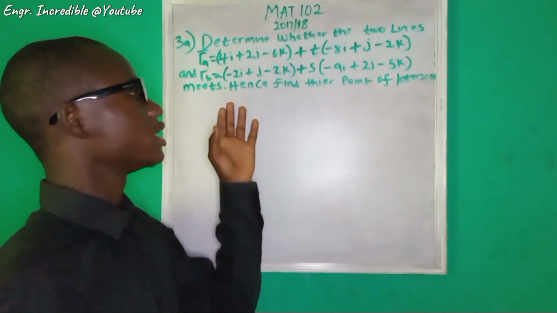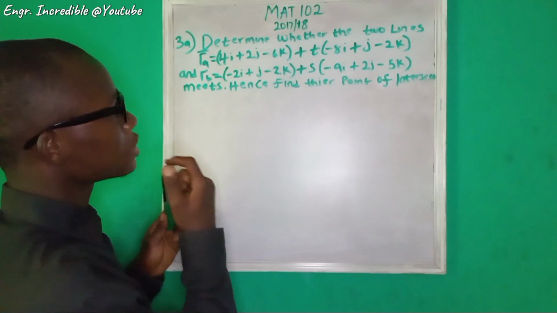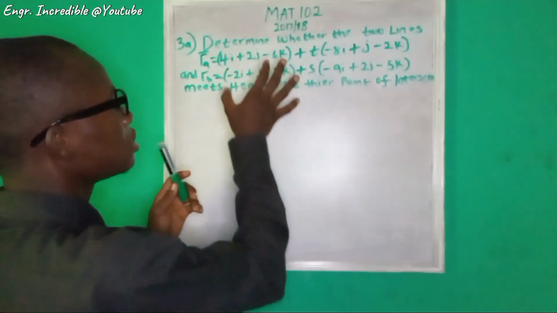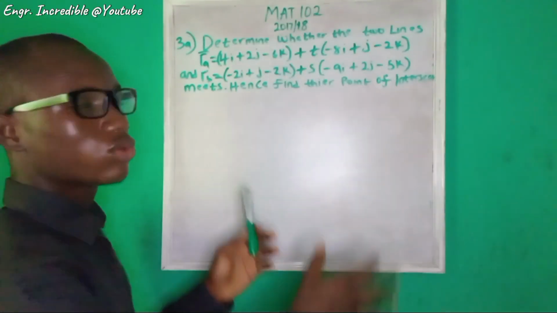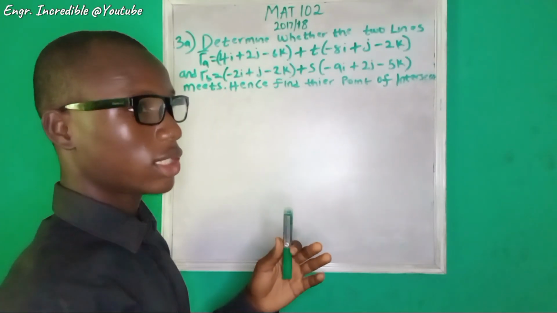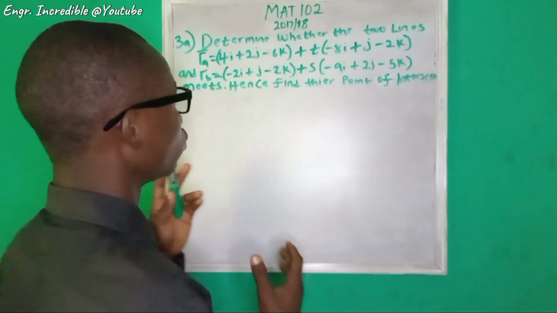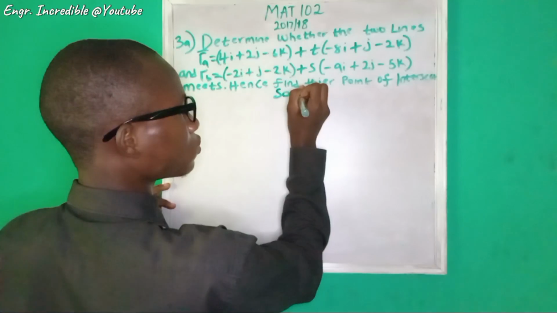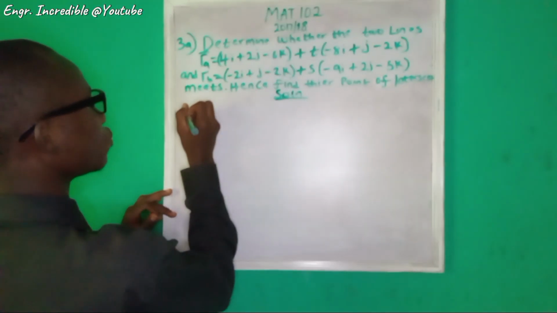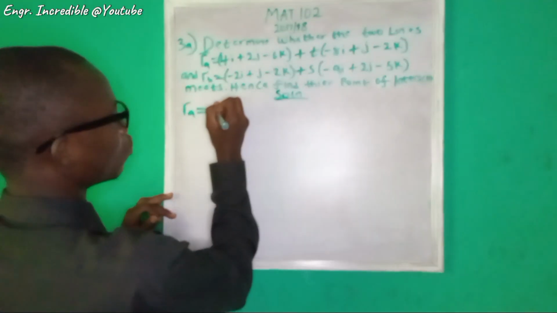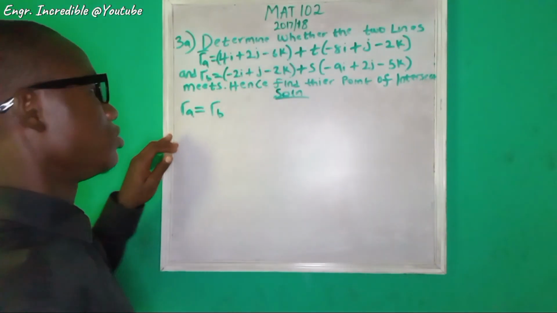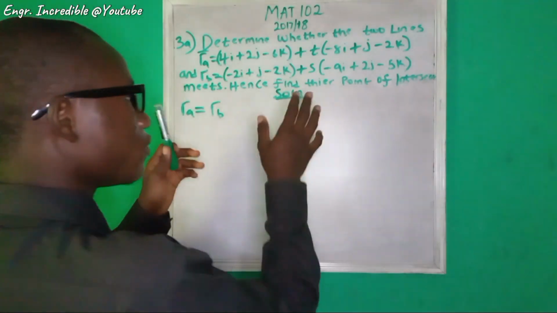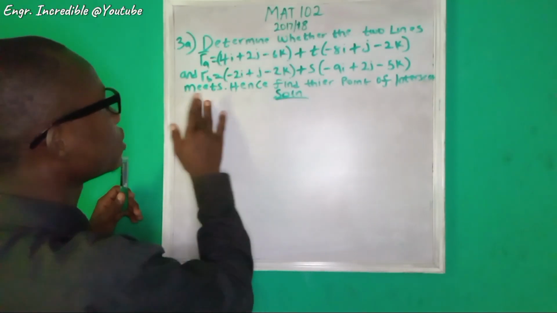Now what I want you to know here is that where the points meet, like the point where two lines meet, the equations will be equal to each other. That is, both of them will be equal to each other. So therefore, at the point of intersection, we have r_A equals r_B. This is the point of intersection.